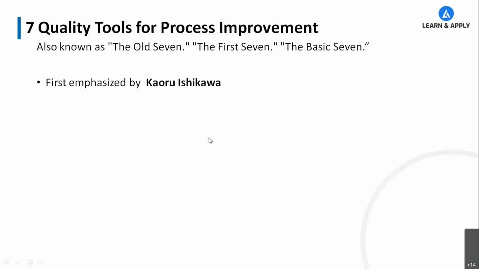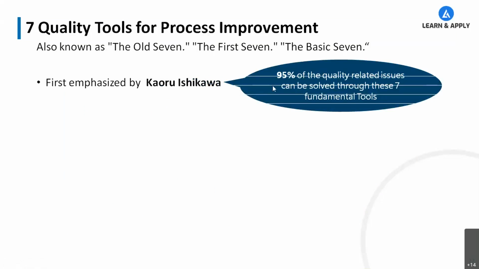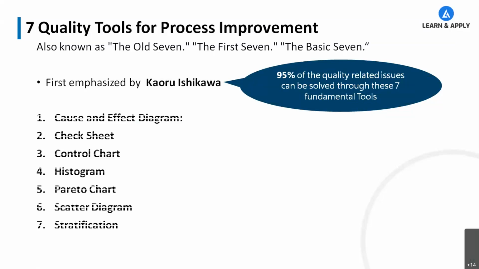So he says that 95% of the quality related issues can be solved through these 7 fundamental tools. This is the power of these 7 tools: we can solve almost 95% of the quality related issues. What are they? These are the 7: cause and effect diagram, check sheet, control chart, histogram, Pareto chart, scatter diagram, and stratification.